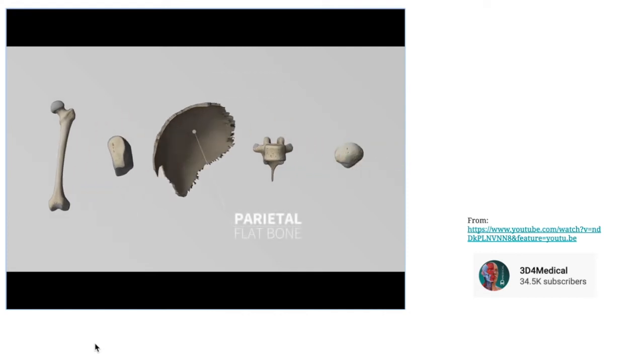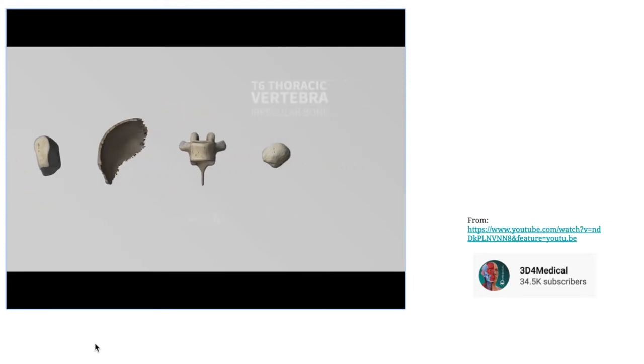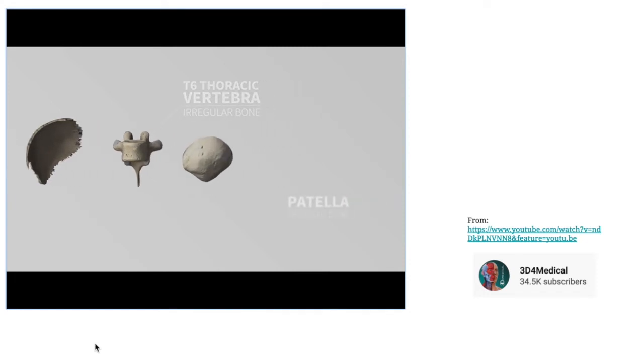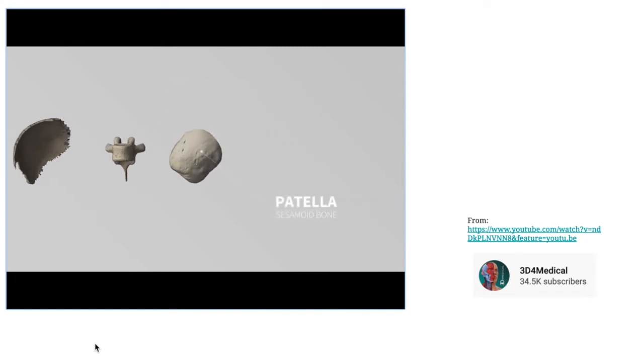Flat bones are broad and sheet-like and include bones of the skull that surround the brain, such as the parietal bones. Irregular bones are groups of bones that do not fit into the long, short, or flat groups, such as the T6 thoracic vertebra. Sesamoid bones are a special group of bones that are found within tendons, such as the patella.